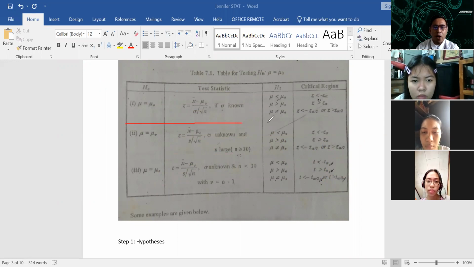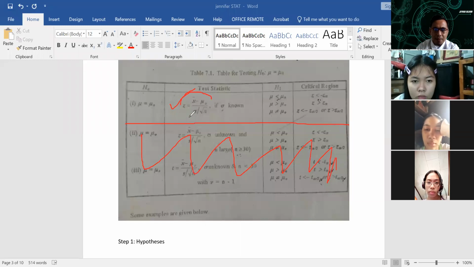Example, you found out that you will use case number 1 in test statistics. So the others will no longer be used. So in determining your test statistics, you just put it here in step 3. You just copy everything. Okay? If case 2, then copy that one in step 3. If case 3, then copy that one. Understood?